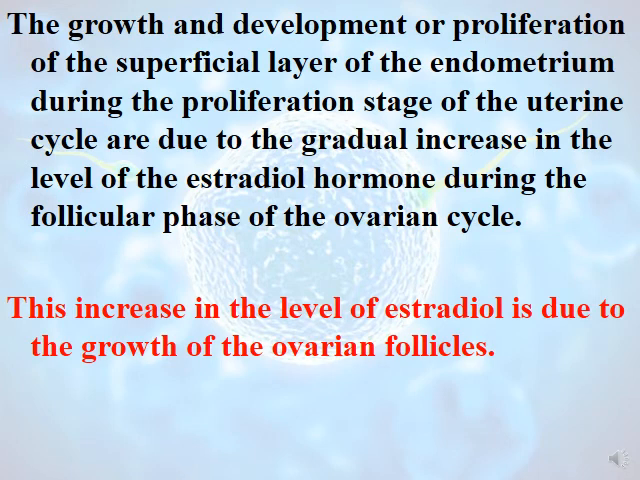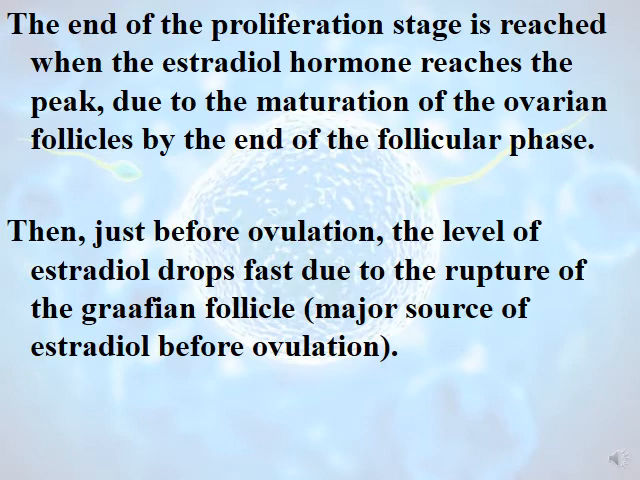So the growth and development, or the proliferation, of the endometrium are due to the gradual increase in the estradiol hormone during the follicular phase of the ovarian cycle. This increase in the level is due to the growth of the follicles. So whenever they grow, they secrete more estradiol. At the end of the proliferation stage, the hormone reaches the peak due to the maturation of the ovarian follicle, which is the Graafian follicle, which represents the main source of estradiol before ovulation.